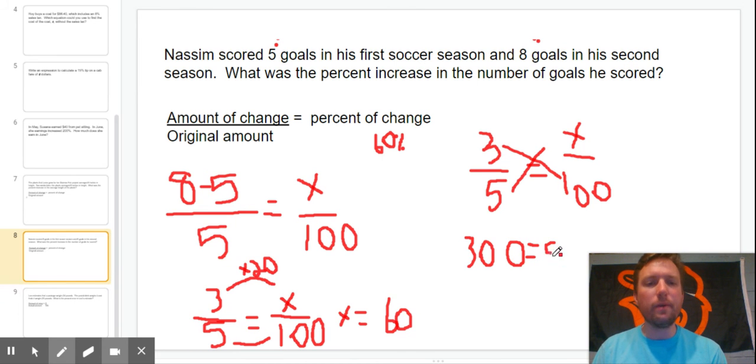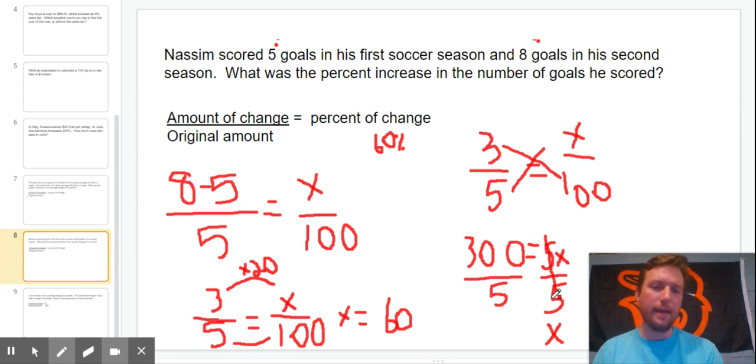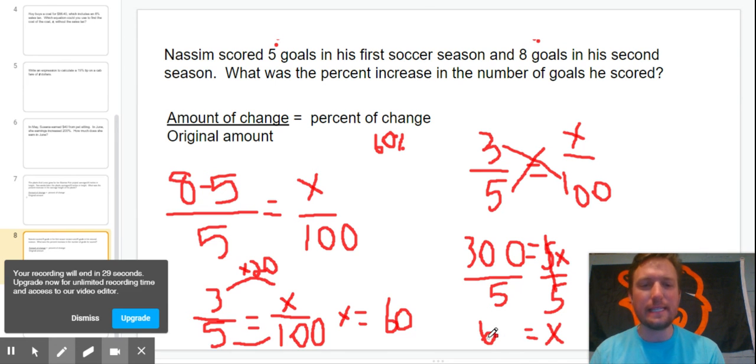What we want to do is get this variable by itself. So we're going to do the inverse operation and we're going to divide. I divide this side by 5 and then I divide 300 by 5. And 5 divided by 5 leaves me with X by itself. And 300 divided by 5, oh my goodness, wait for it. Isn't math awesome? 300 divided by 5 is 60. Wow. So the percent of change is 60%.